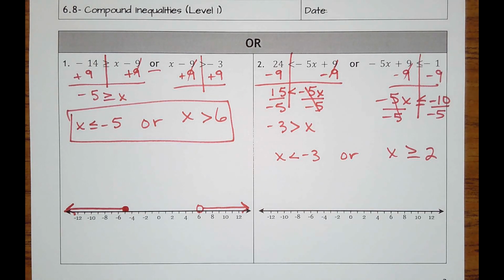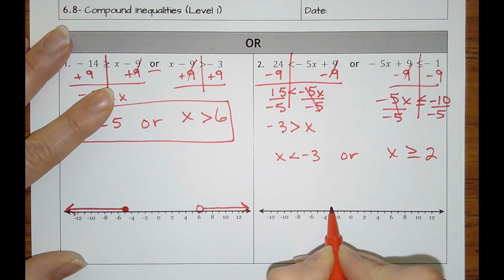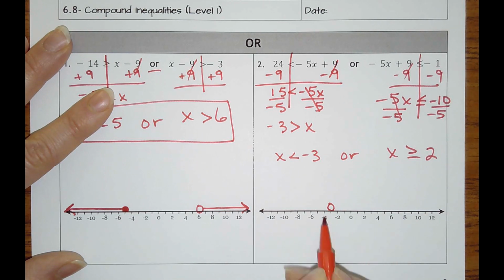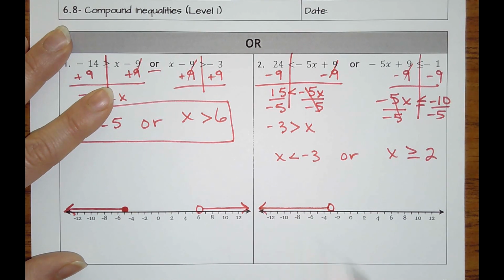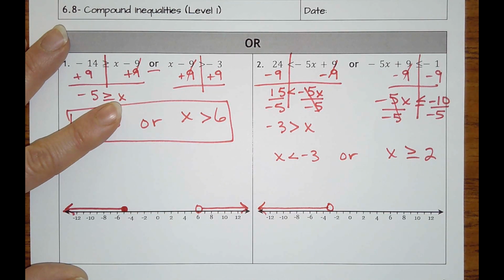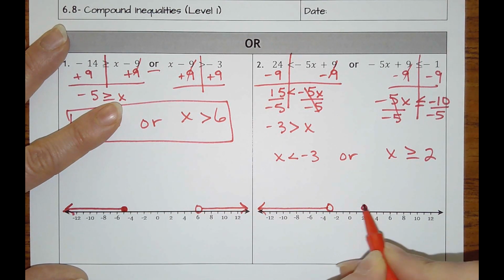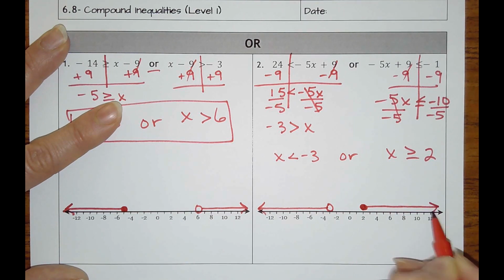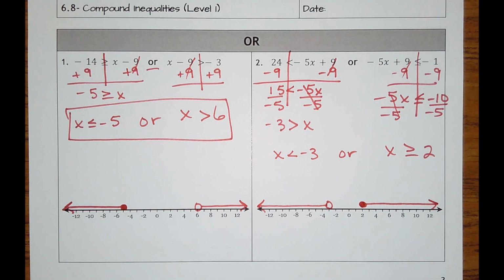So to graph those, we're going to show all the numbers smaller than negative 3. We put an open circle, go to the left, or could be 2, so put a closed circle, and bigger than 2, go to the right. So ors will go apart from each other.